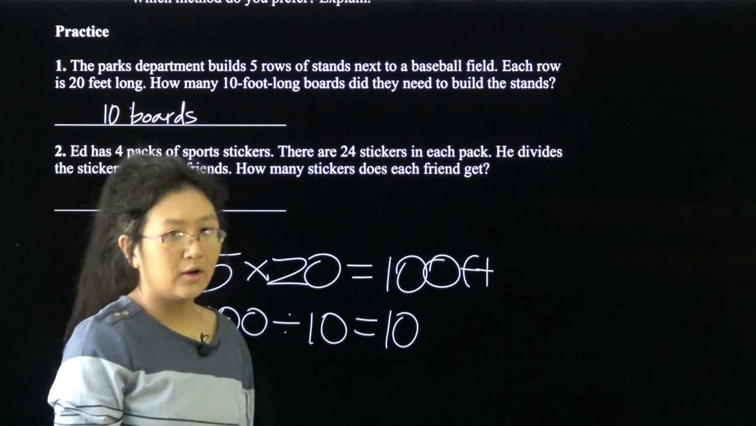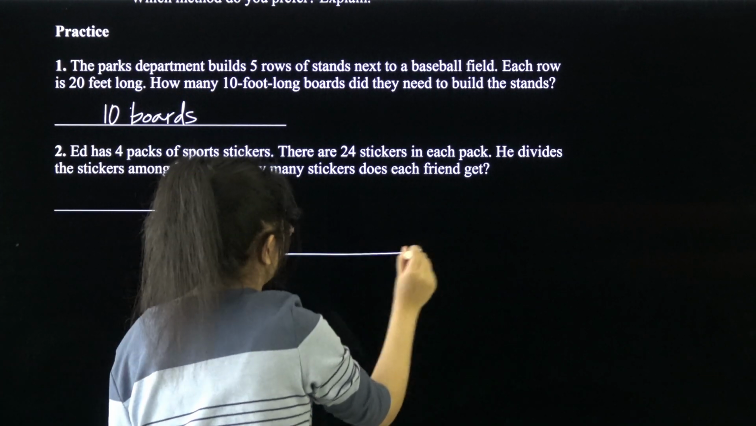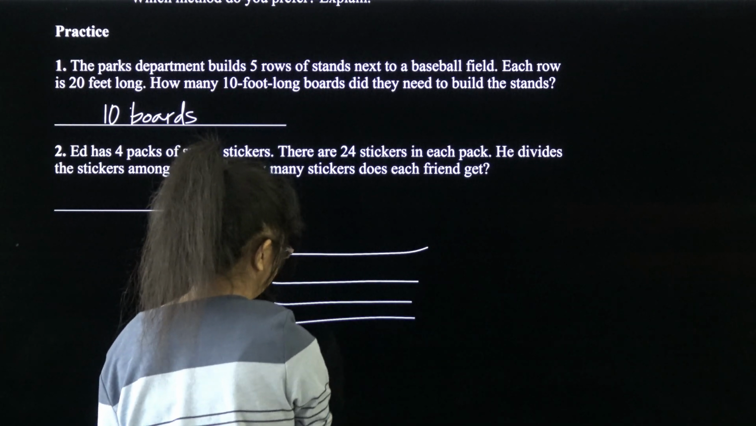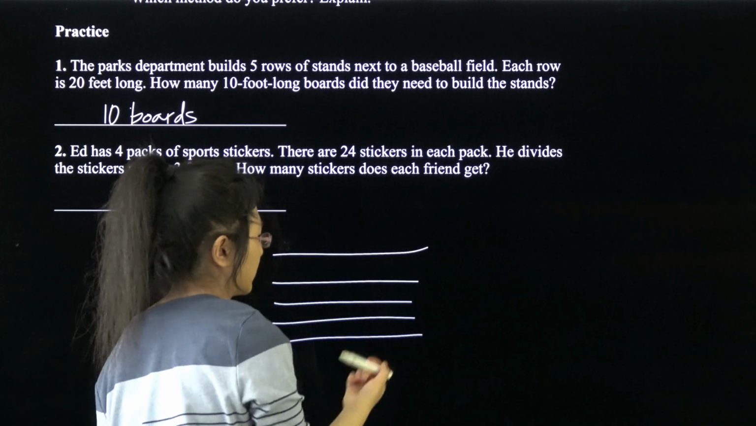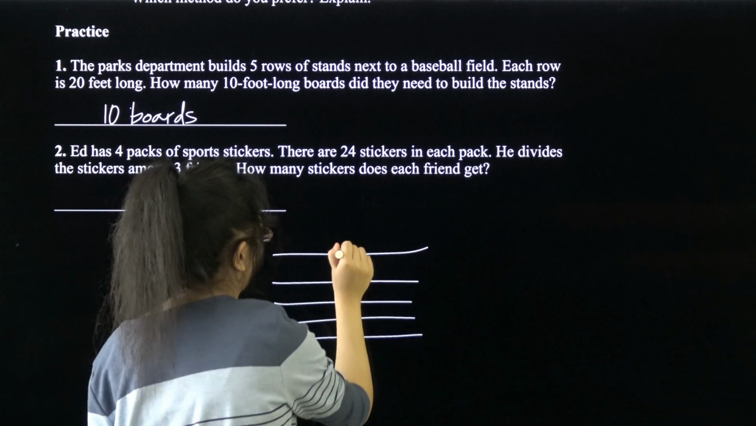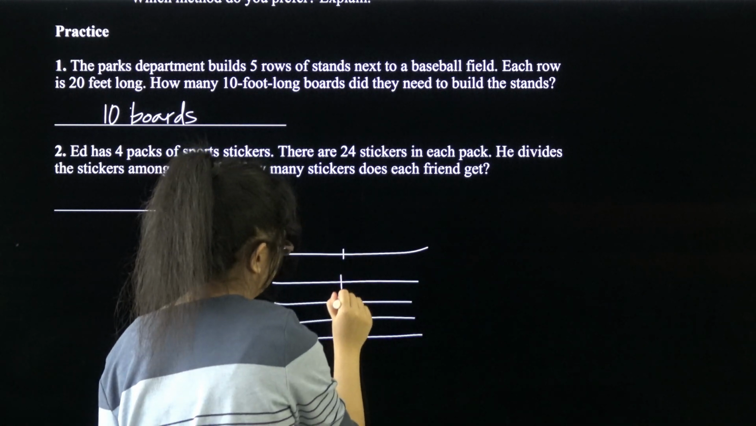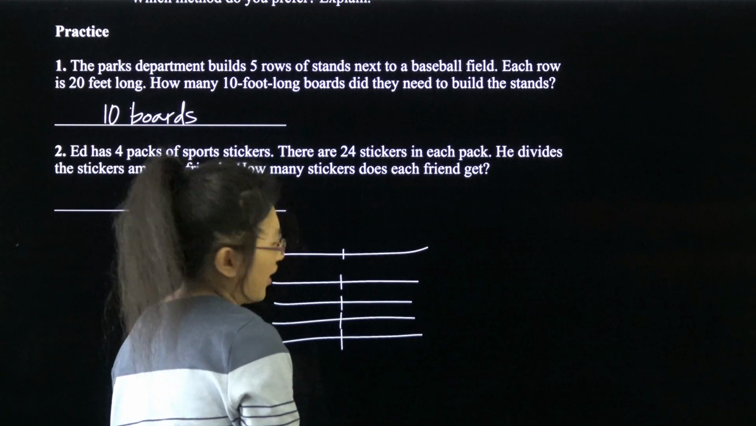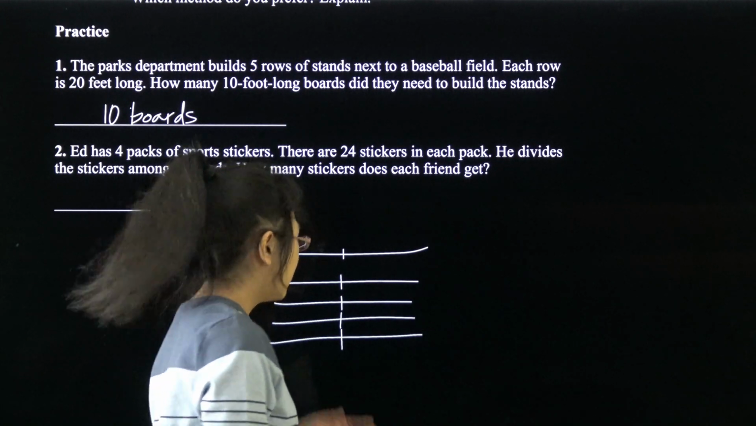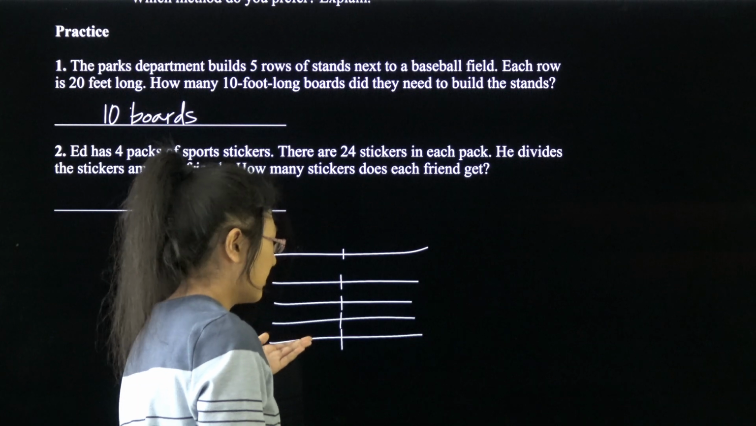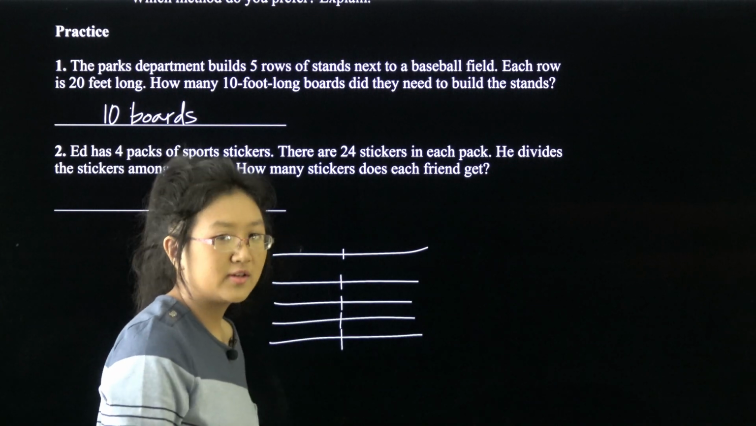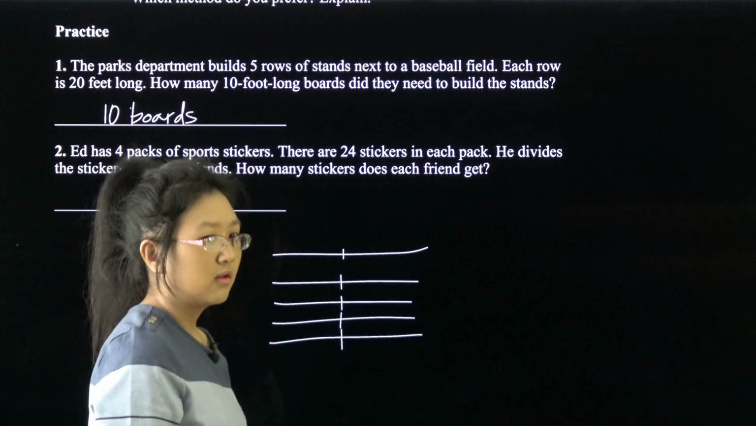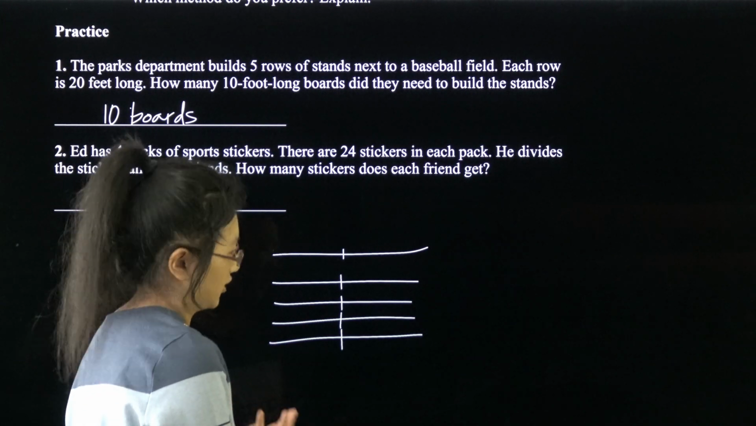Now you might draw it out. 5 rows. And each of these is 20 feet. There's 10 foot long, so each of these would have 2, and then you count. But honestly, it's easier just to think about it and do it all in your head instead of drawing it out, since the reasoning behind all of these is the same.